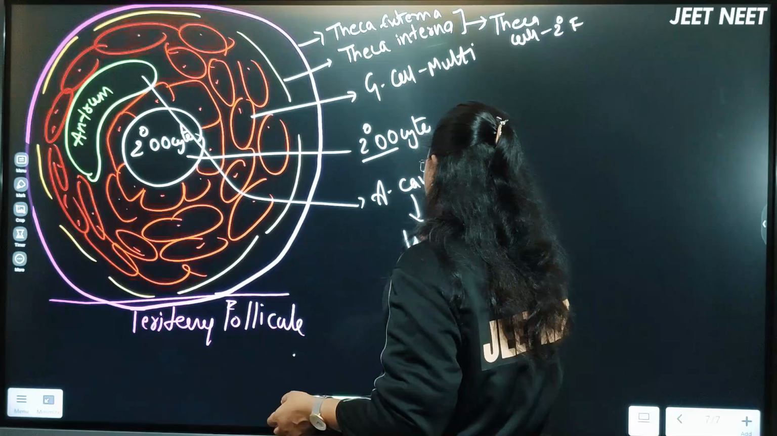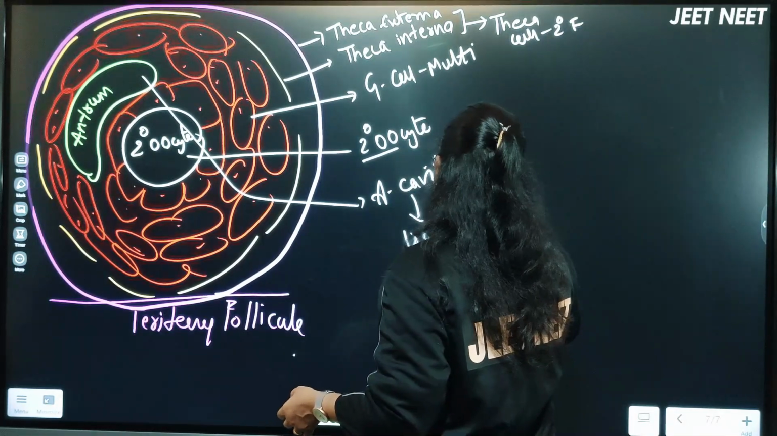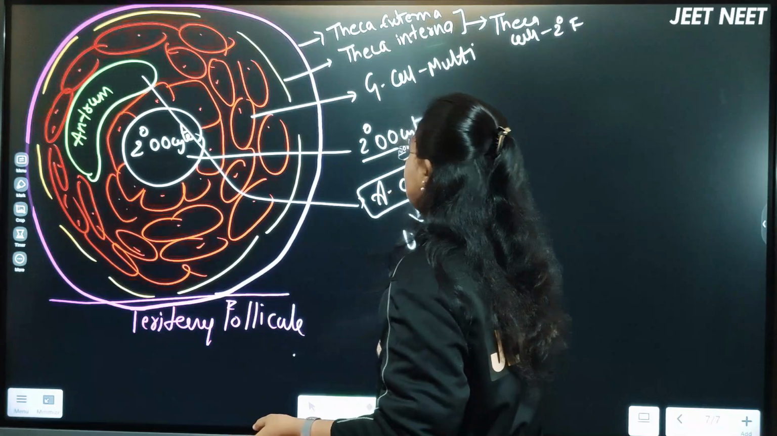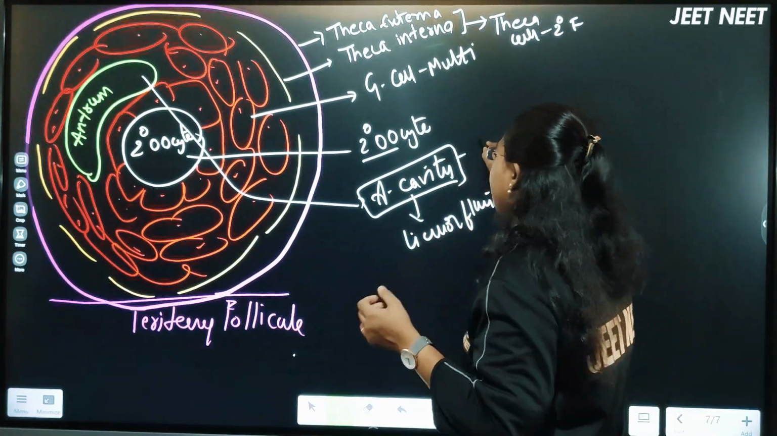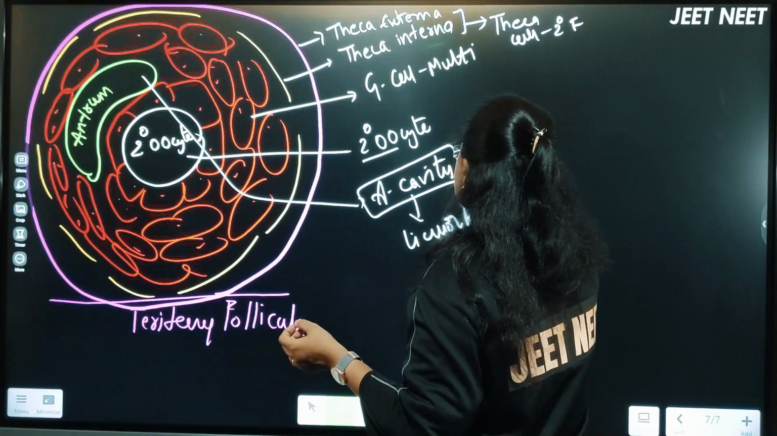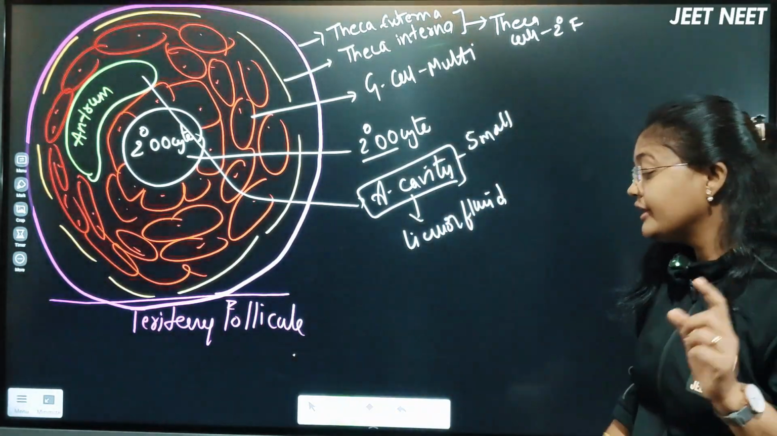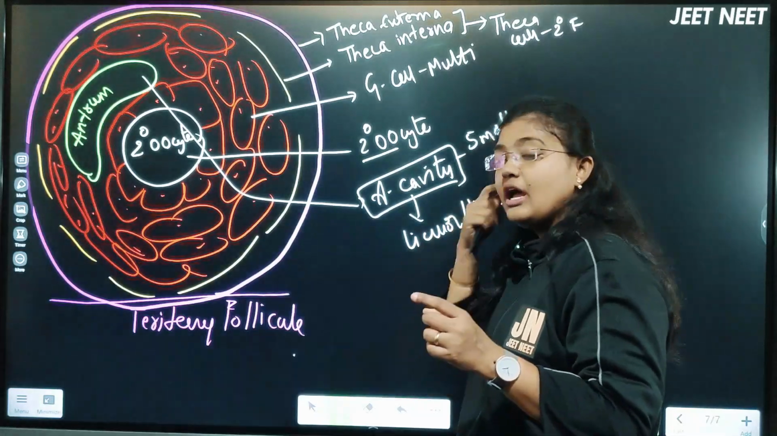It is filled with the liquor fluid, right? This will be the antrum cavity, but here the antrum cavity will be small. I can write the word small. This is the structure called the tertiary follicle. Now listen beta, a very important point here.